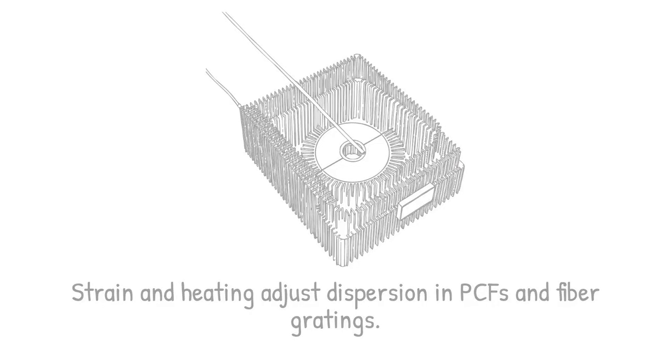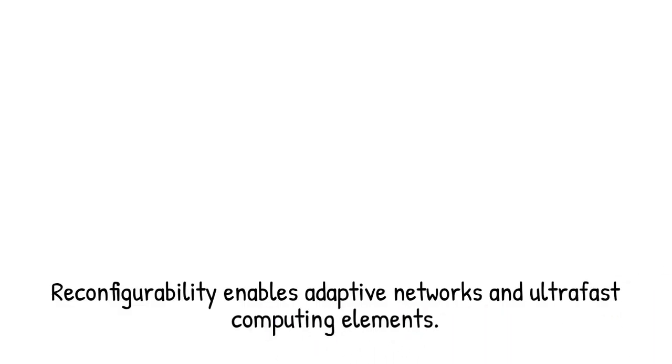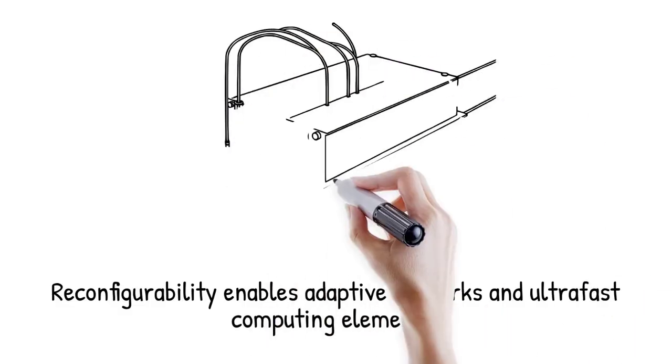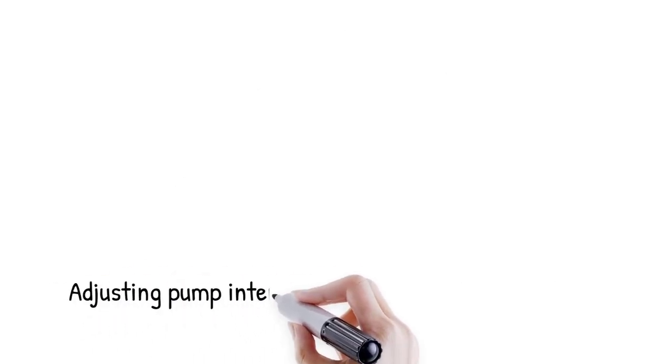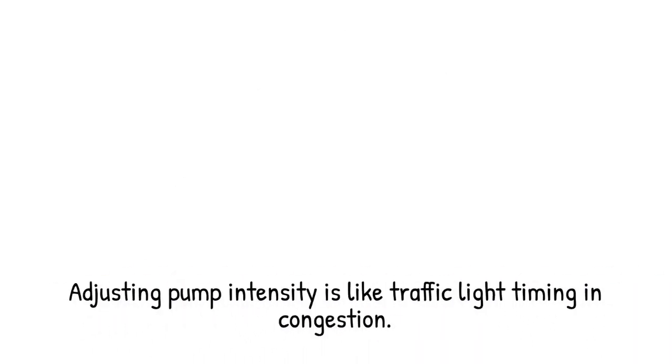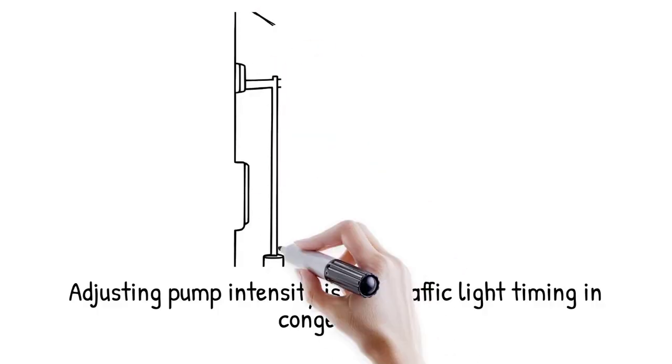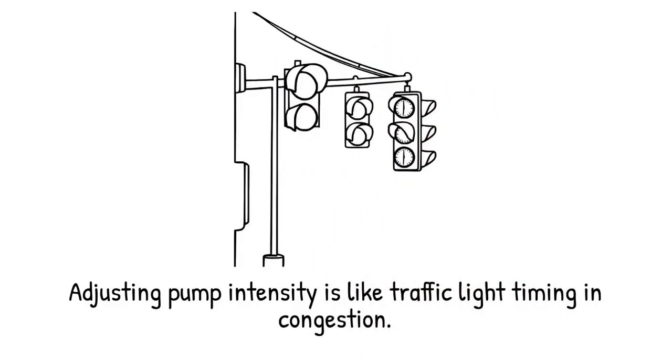Such reconfigurability enables adaptive optical networks, ultrafast computing elements, and tunable delay lines for phased array sensors. Real-world demonstrations include dynamically synchronizing data streams over fiber links without electronic conversion. A reconfigurable SBS delay module adjusted delays between 5 and 50 nanoseconds by modulating pump intensity. It's like adjusting the timing on traffic lights in response to real-time congestion, keeping vehicles flowing smoothly despite changing conditions.